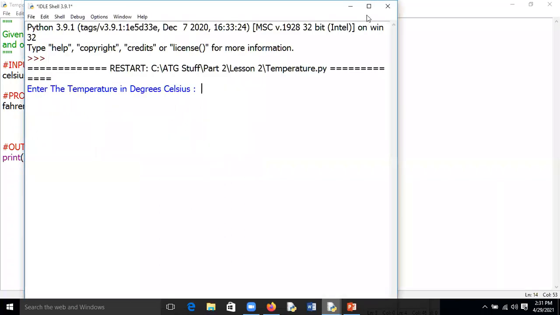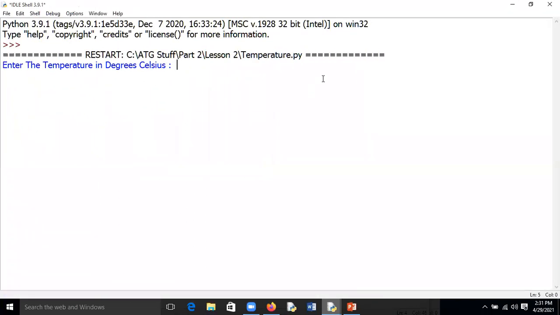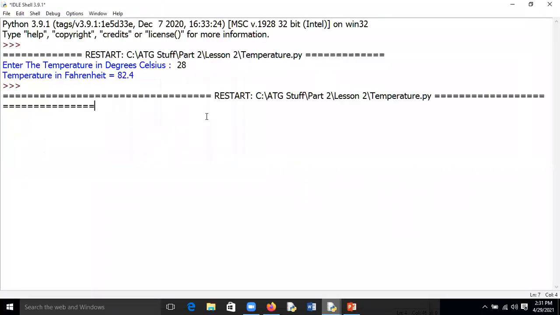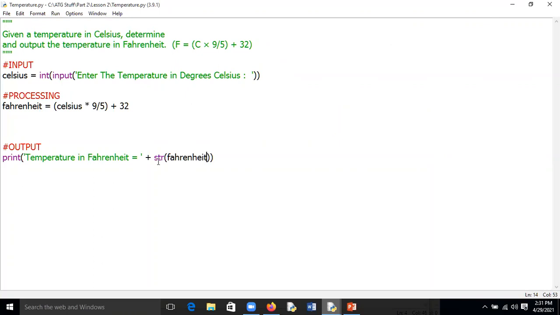So let's assume, in our country, we're looking at maybe 28 degrees. And in Fahrenheit, it's 82.4, right? So if I run it again, and if I enter 17 degrees, 62.6, right?